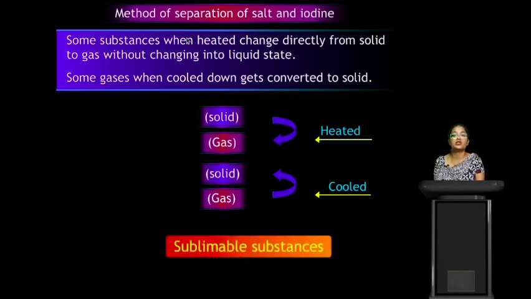Okay, so what are the sublimable substances? Some substances, when heated, change directly from solid to gas without changing into liquid state, or some gases, when cooled down at low temperatures, get converted to solid without going through liquid state. So what is this called? These are called sublimable substances.